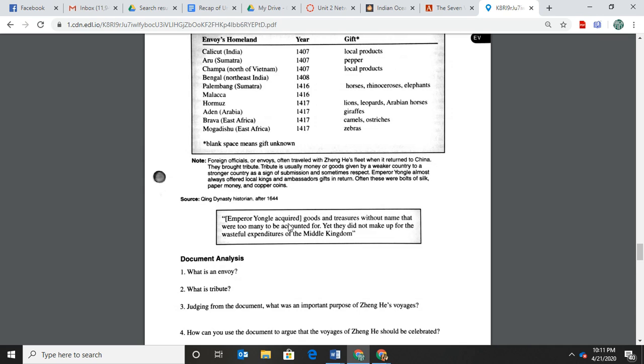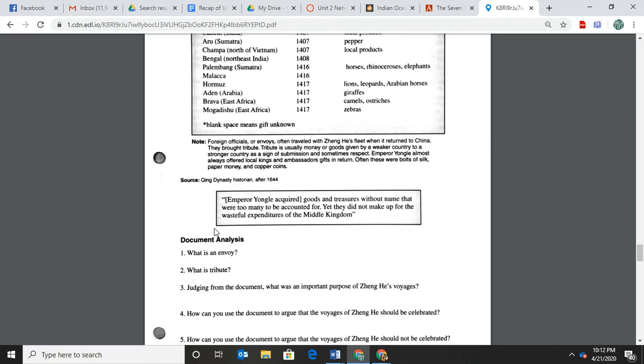So this is from somebody after the Qing dynasty conquered the Ming, and this is what the historians during the Qing dynasty surmised about Zhang He's voyages and Emperor Yongle. Basically, they said it was a waste of time. They wasted a lot of money. Let's get back to business, and the business is keeping the Mongols out of our territory, keeping the barbarians out of our territory.